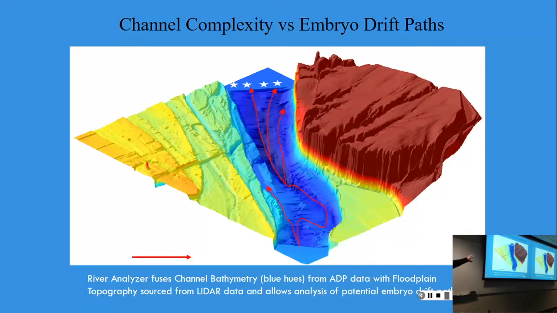Here's the same reach that we looked at. Actually, I'm going to show you, this is the first time looking at the reach. Everything in blue is from the ADP data. Everything in the light blues to yellows is LIDAR data. And so you can see the complexity of this. Those stars represent areas where they would dump the embryos and be set up downstream and try to catch them in the nets. Okay, and they would set these up periodically down the river and do this for 10 days all the way down to the bottom.